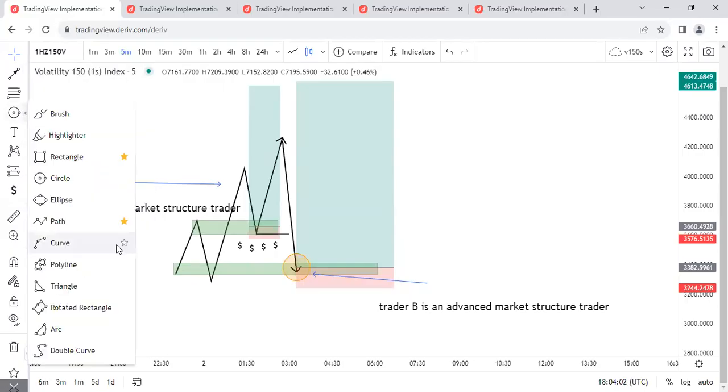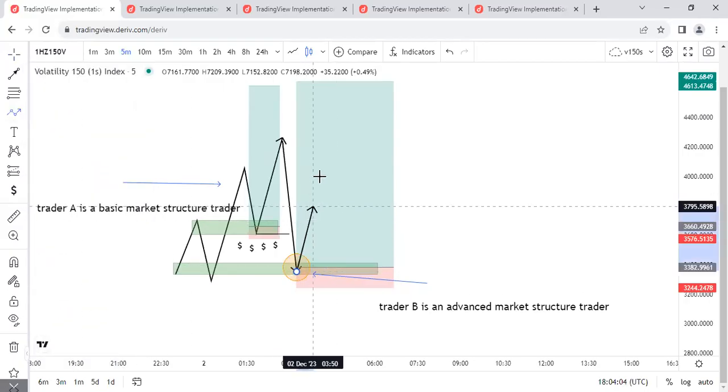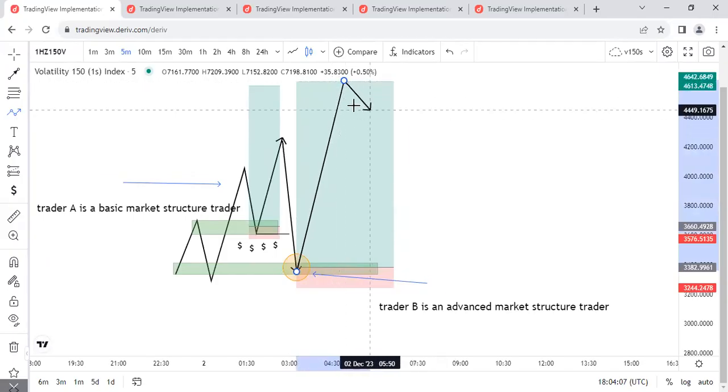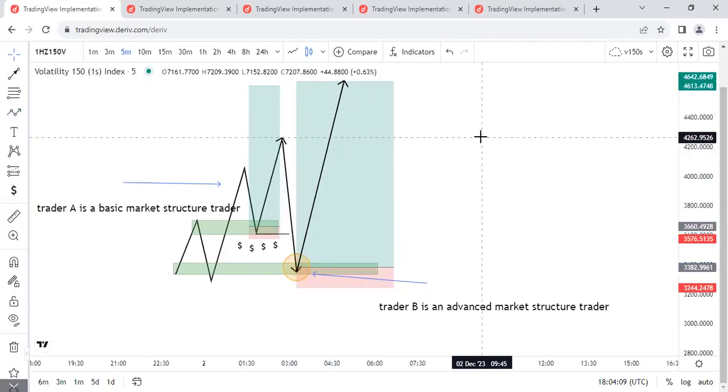It's not easy. And then continues to the upside. Trader B will be swimming in profits and he will be happy. Don't you want to be trader B? Don't you want to be an advanced market structure trader? Do you want to be a basic market structure trader, being liquidity for us, the trader B? Think about it now. Think about it.